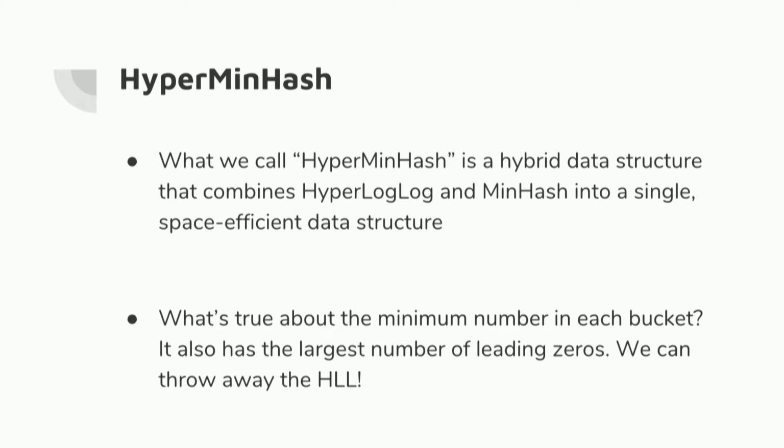Because if you'll remember, in the MinHash sketch, we're just keeping the minimum element from each bucket, right? And what is true about the minimum element? It has the biggest number of leading zeros in its binary representation. And so you could actually entirely throw away the HyperLogLog sketch, the first sketch that we made, and just use the MinHash and apply those two algorithms to the MinHash sketch. It requires a lot more bit level fiddling with stuff, but it ends up that you actually can save a good amount of memory.